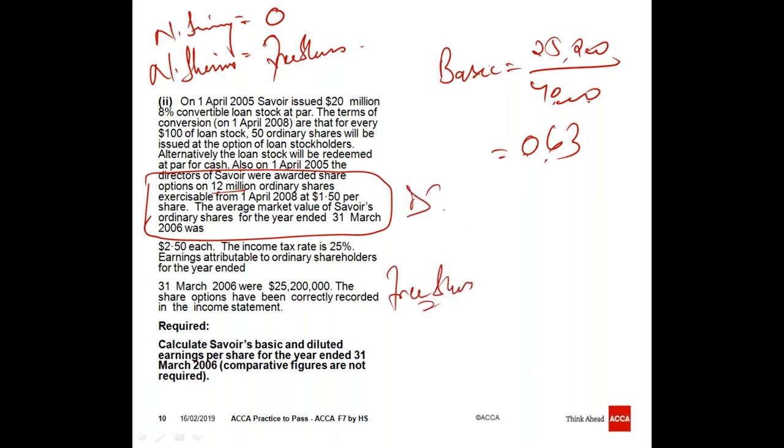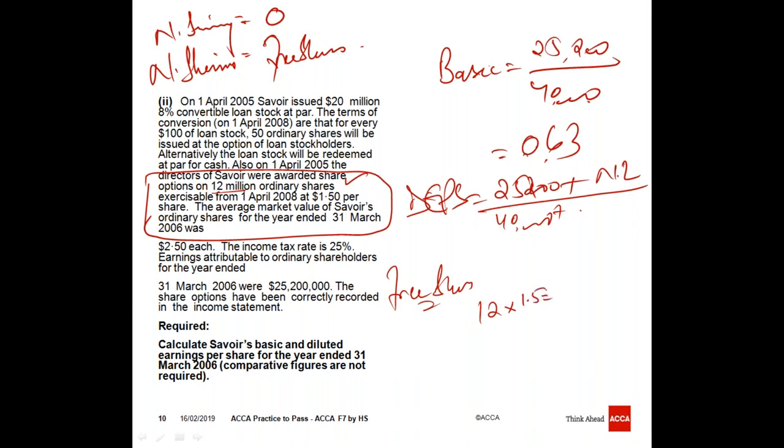So in calculating the diluted EPS, you should know this: 25,200 will remain the same, plus notional savings is nil, and in the denominator there must be free shares. Now how do we calculate the free shares? The director awarded share options to 12 million shares exercisable from 1st April at a value of 1.5.